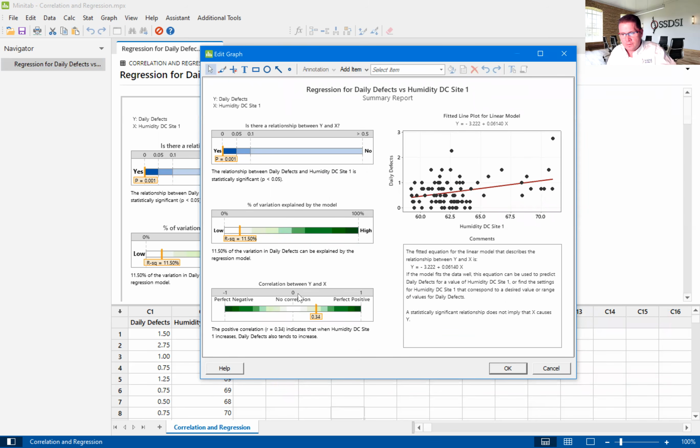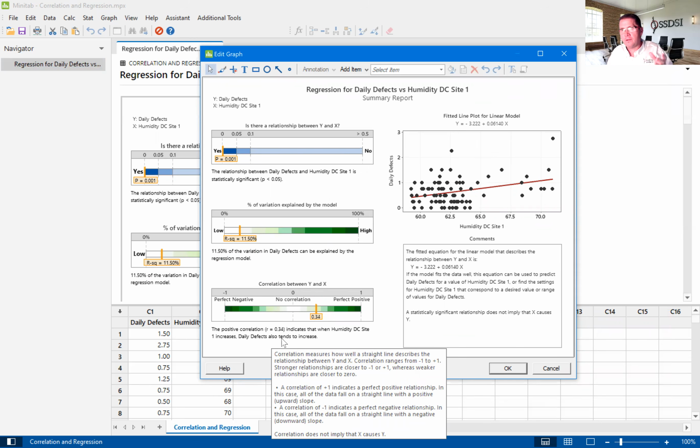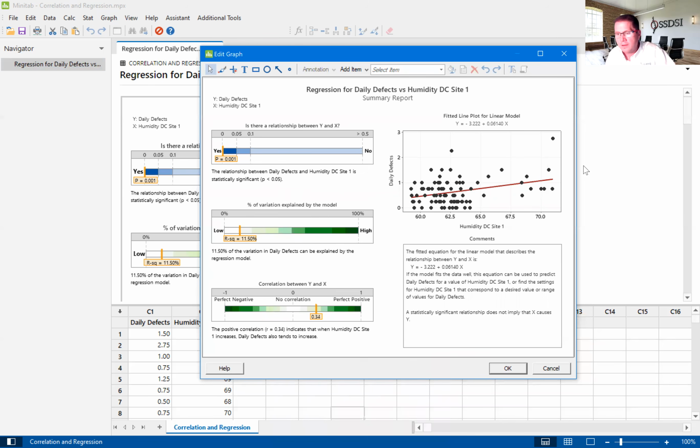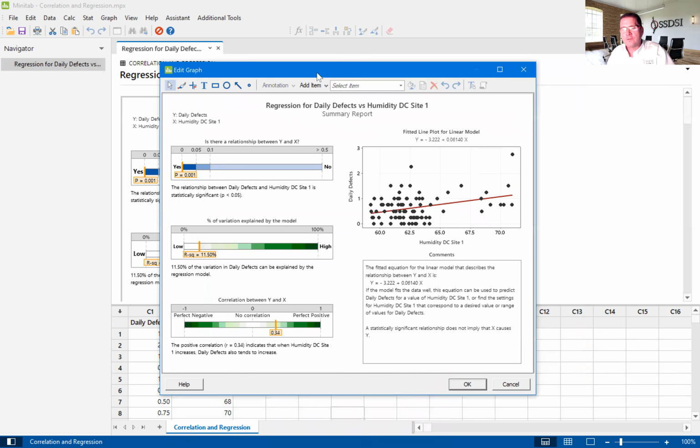Okay, and then down here it says the correlation between X and Y, and this is based on what's called the correlation line. It's looking at the Pearson correlation coefficient. I'm not going to get that much into that. Again, I want to make this a little easier to understand.